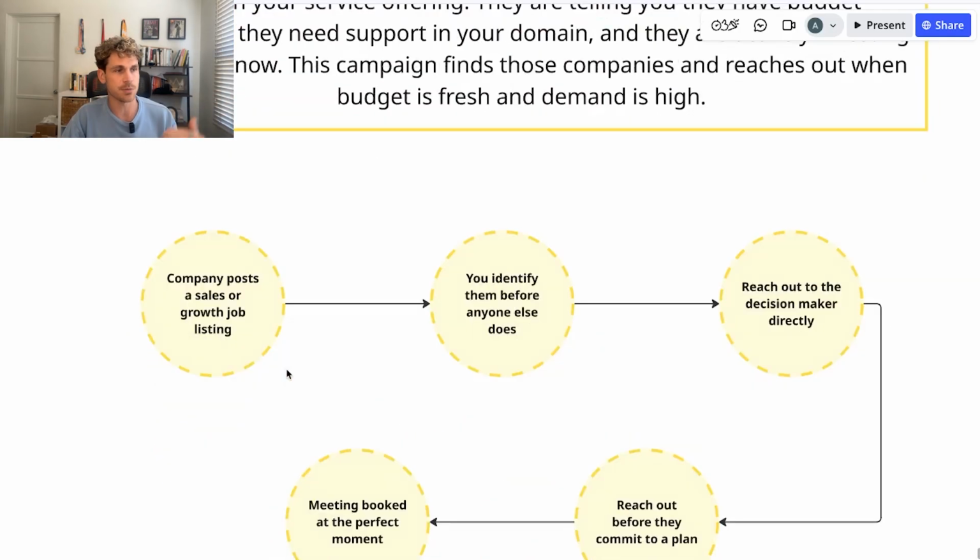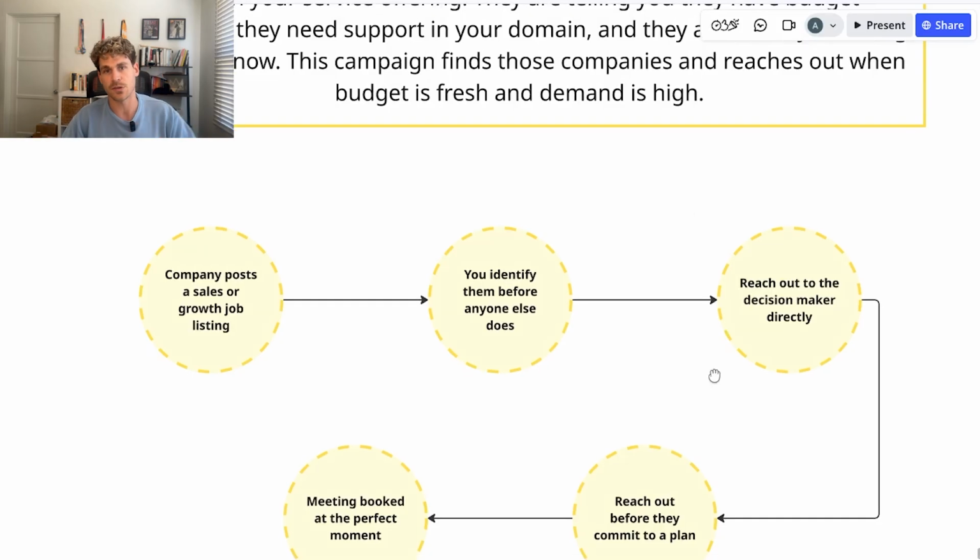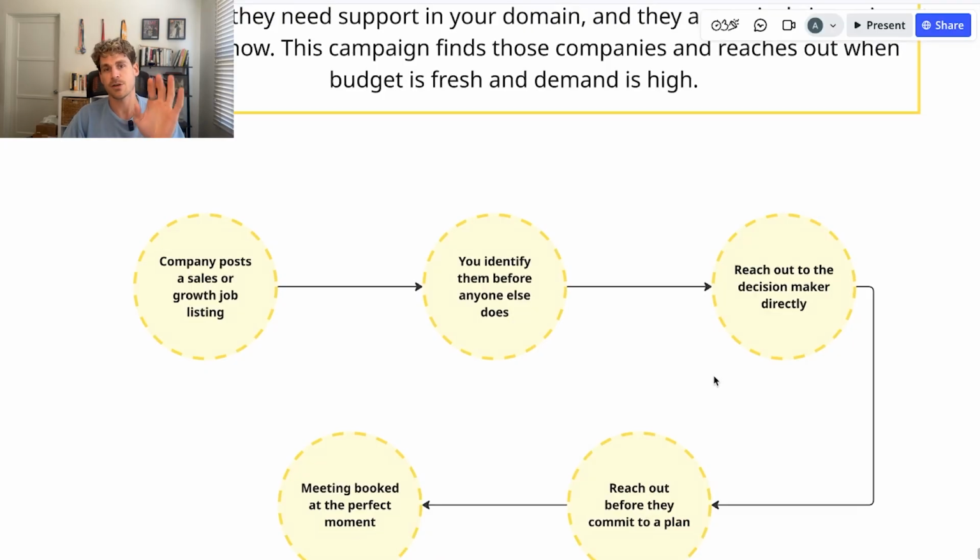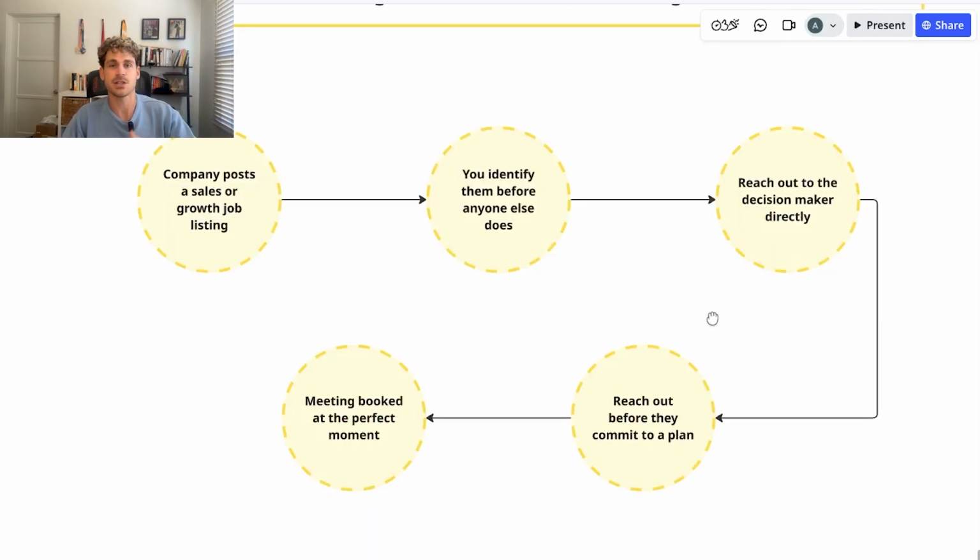How this works is very simple. The company posts a job listing, right? You identify them before anyone else does, so you have systems in place to automatically refresh these job listings, these job boards, and have a system in place to push these campaigns live every single day or every single week to be able to hit these companies as soon as the job is posted. And you're finding the decision maker and you're reaching out directly. You're reaching out before they commit to a plan, and you're booking a meeting, even if it's just top of funnel, just introductory discovery, to see if you can actually fill that need for them.